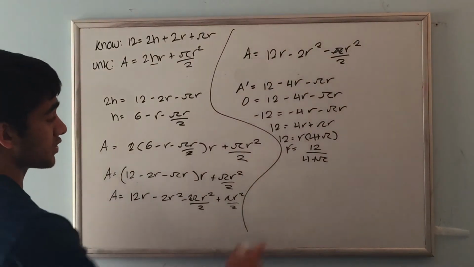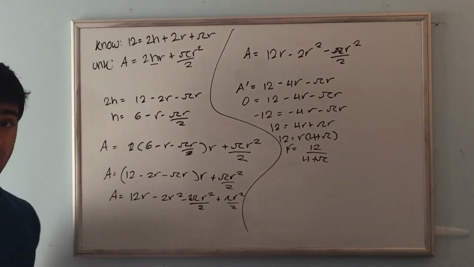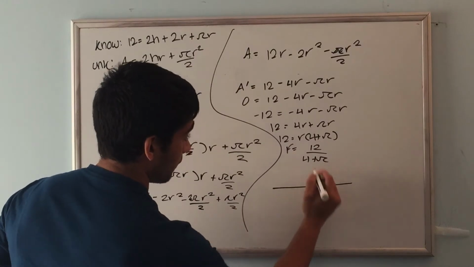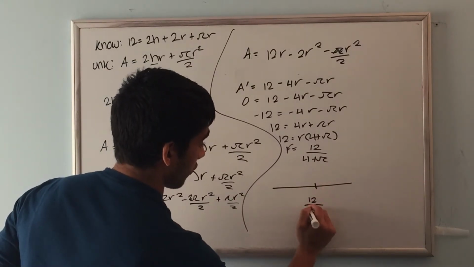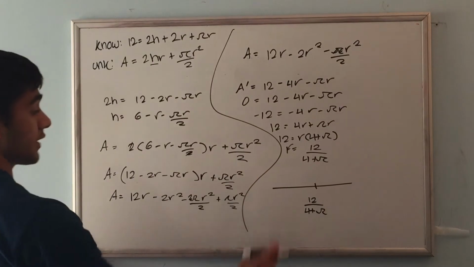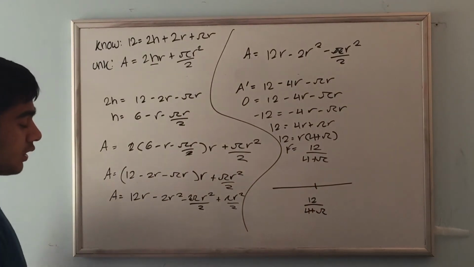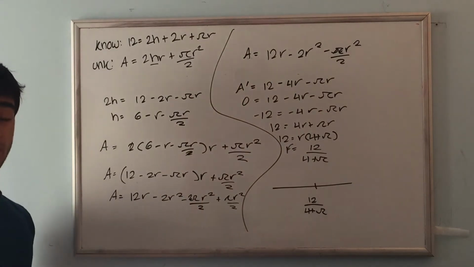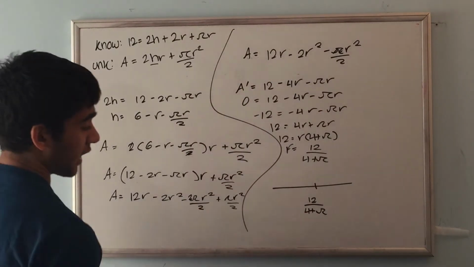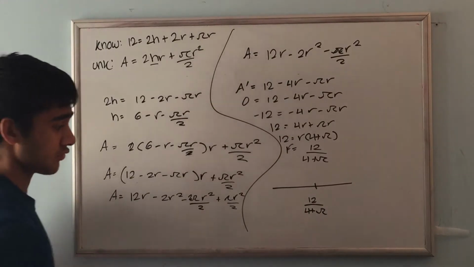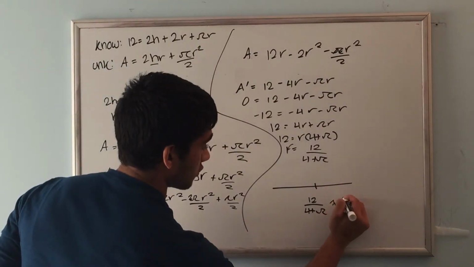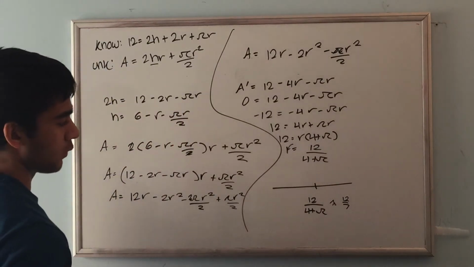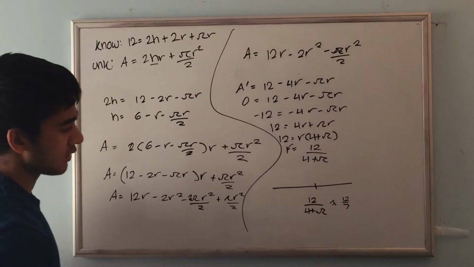And remember, we can't just say that that is the dimension that will maximize the area, we have to prove it. So let us use the number line test. In the middle goes 12 over 4 plus pi. And remember, we need to test points left and right of it in the derivative equation, and see the sign so we can determine whether it's a maximum or minimum. So notice that pi is around 3, so this is like 12 over 7, which is about 1.4 or something like that.